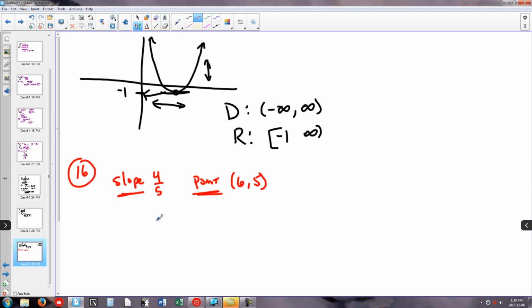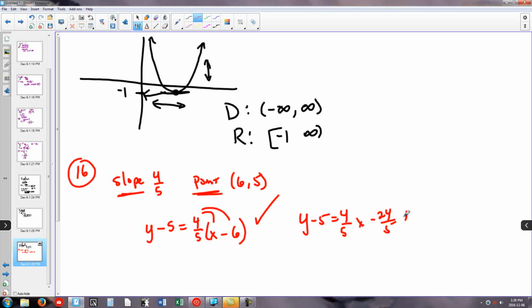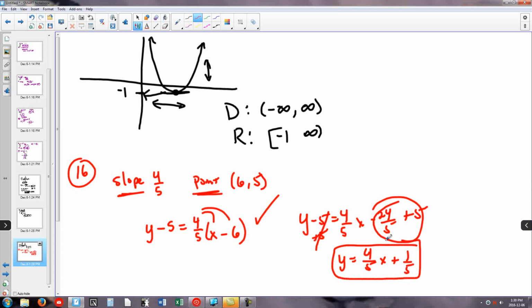Let's just write the equation. y minus 5 equals 4/5, my slope, times (x minus 6). And this is an okay equation. It would be really nice, and I'd like a lot, if we could clean it up. So y minus 5 equals 4/5 x minus 24/5. But I'm going to add 5 to both sides. So I get y equals 4/5 x, and this right here, if you put it in the calculator, turns out to be plus 1/5. And that'd be our final answer.